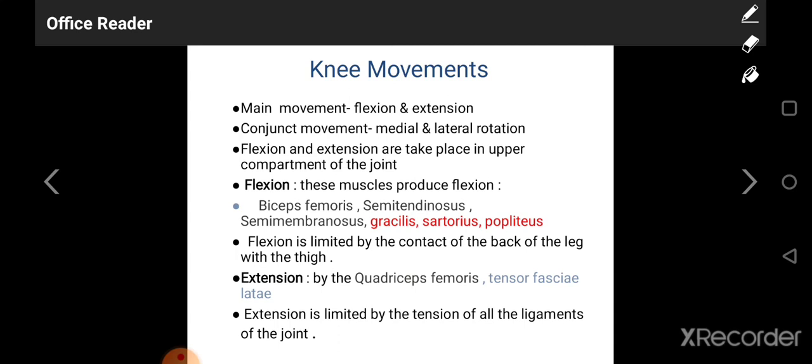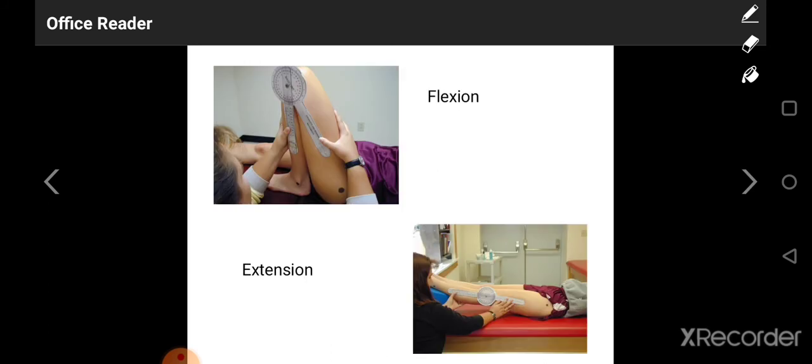So flexion is done by biceps femoris, semitendinosus, semimembranosus, gracilis, sartorius and popliteus. Flexion is limited by the contact of the back of the leg with the thigh. Extension is done by the quadriceps femoris and tensor fasciae lata muscle. Extension is limited by the tension of all the ligaments of the joint. So these are the two movements of the knee, flexion and extension.